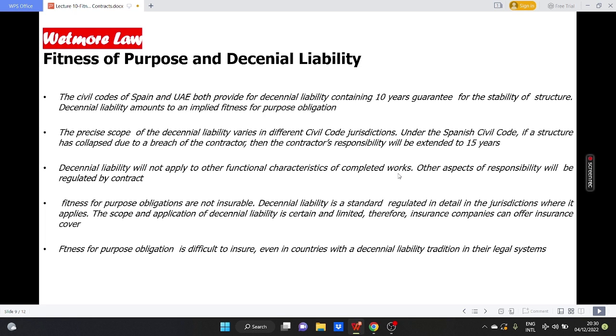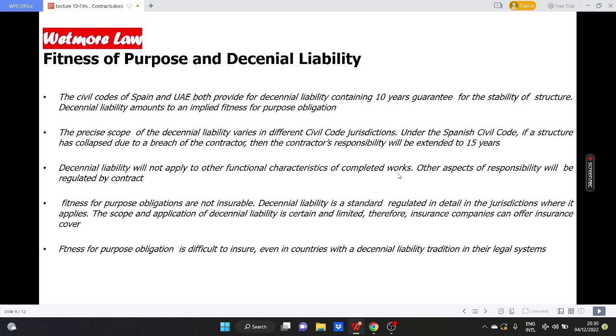Fitness for purpose and decennial liability. The Civil Codes of Spain and UAE both provide for decennial liability, containing a 10 year guarantee for the stability of structures. Decennial liability amounts to an implied fitness for purpose obligation. The precise scope of the decennial liability varies in different civil code jurisdictions. Under the Spanish Civil Code, if a structure has collapsed due to a breach of the contractor, then the contractor's responsibility will be extended to 15 years.